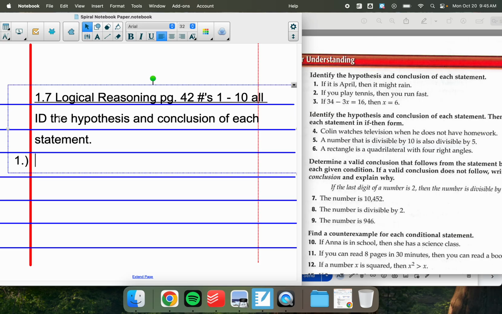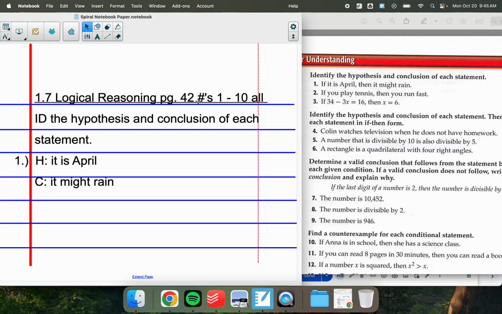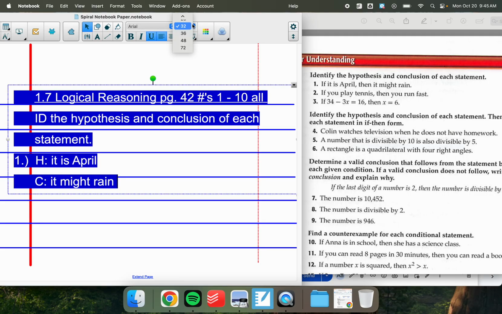For problem 1, it says if it is April, then it might rain. So H colon, I don't need you to write the word hypothesis out, but H colon, we do not write the word if. So whenever you looked at these in the notes or in the worksheet we did, it is April. And then on the next line, C colon, it might rain. Again, we wouldn't write if, so in this we wouldn't write then. Of all the problems, those are for me the least crazy, so go ahead and get that written down.